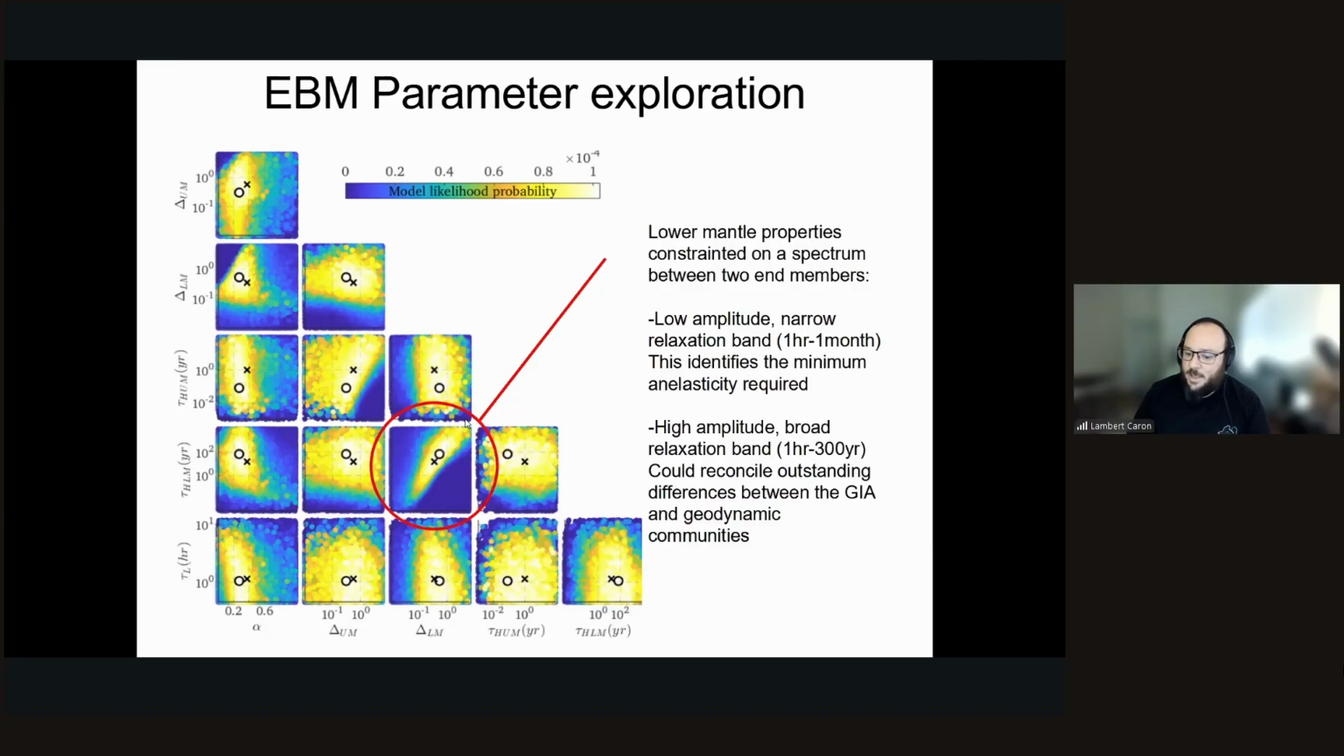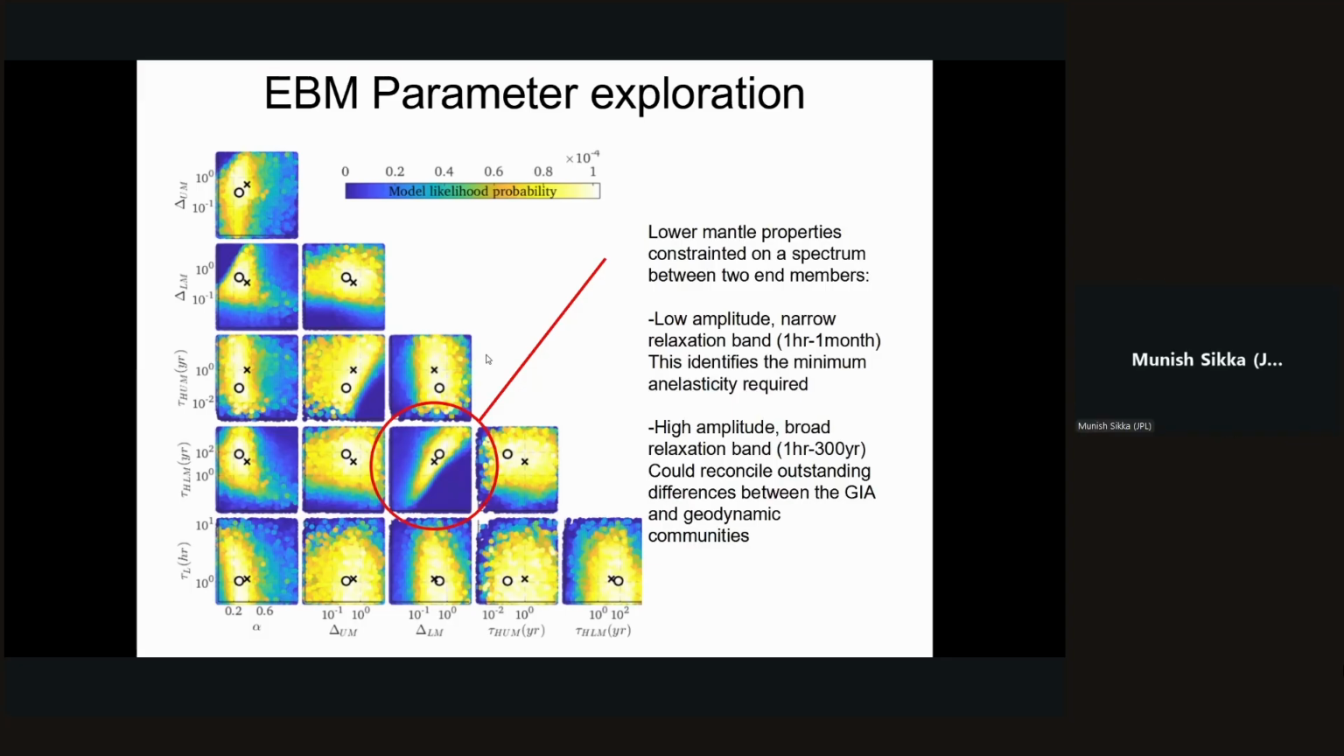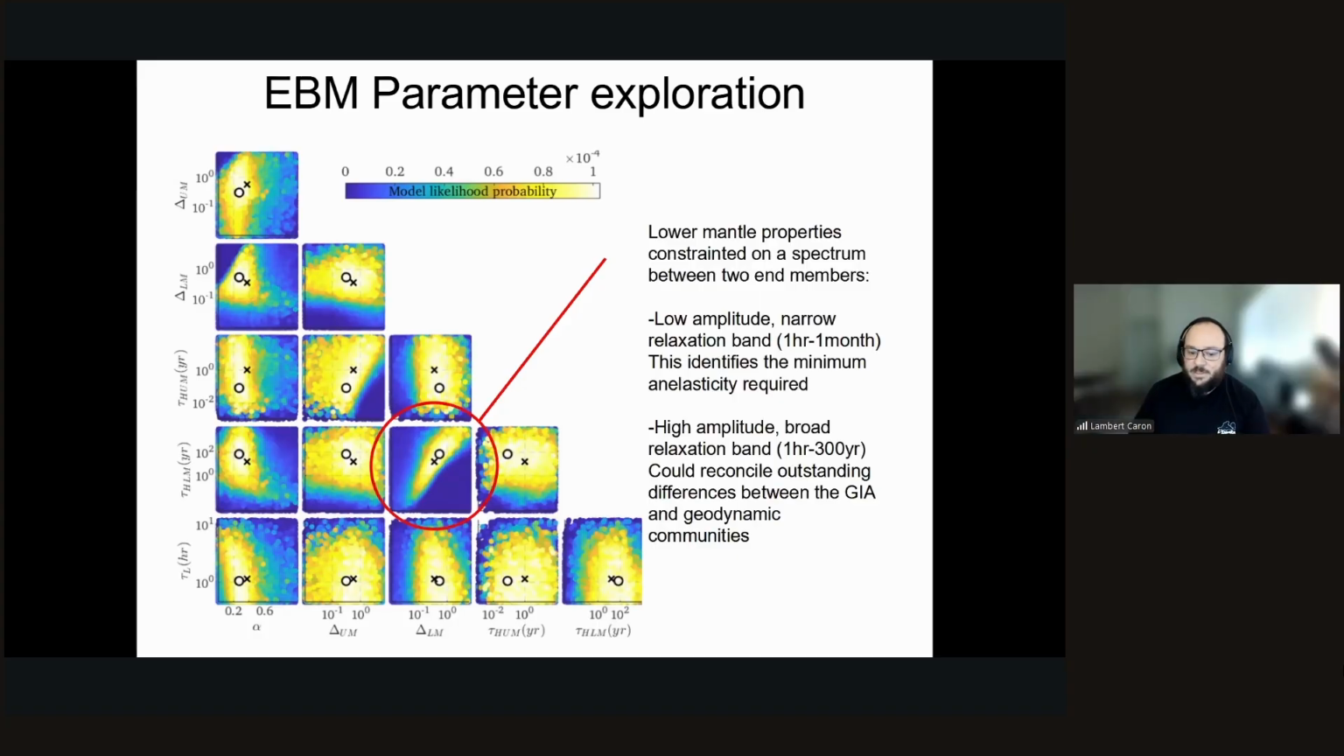And then on the other end, you have high amplitude, broad relaxation time scales that go up to 300 years, which would have impacts on GIA solutions in addition to contemporary loading. And so this is interesting because that might be a path to reconcile some of the outstanding disagreements that the community has had towards the estimation of the lower mantle viscosity. So we're excited about this, and this could be used as prior information in future modeling of both contemporary loading and GIA.